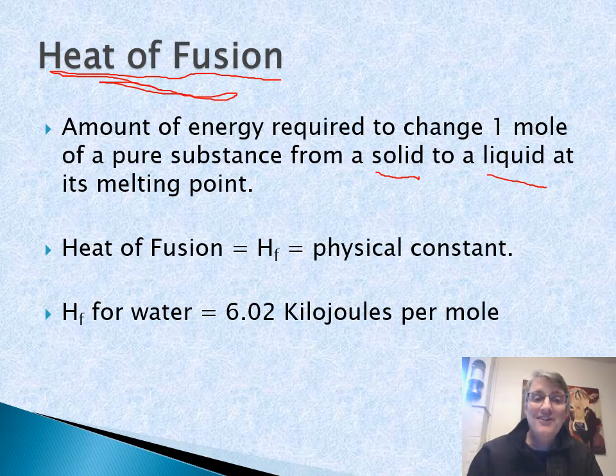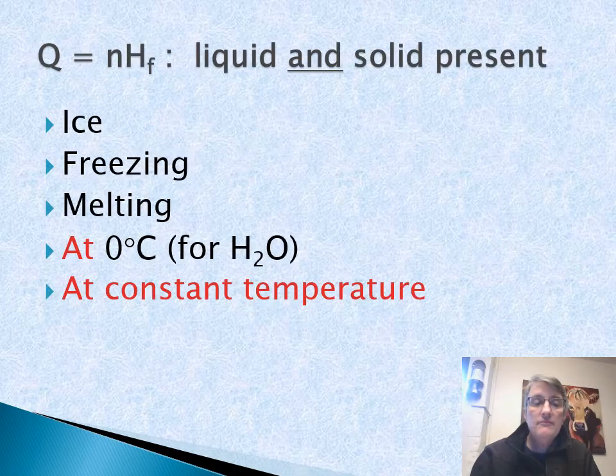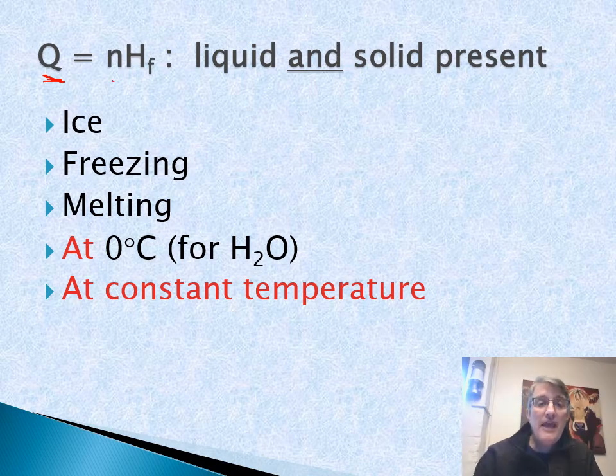All right, thanks. So it's a physical constant for that material, heat of fusion. The heat required to melt an amount of a substance is going to be n, the number of moles, times the heat of fusion. So this heat of fusion is the energy per mole, and I just multiply that by the number of moles, and I get the amount of heat.